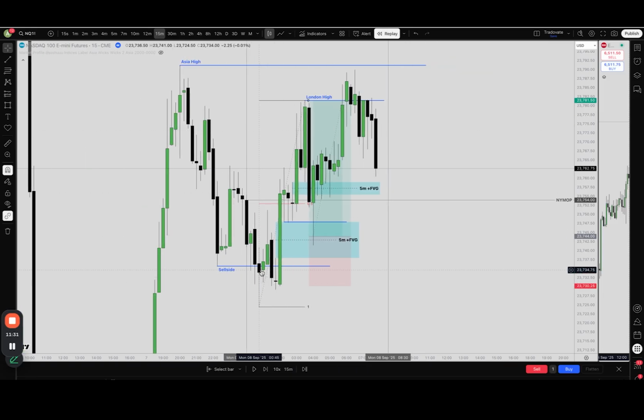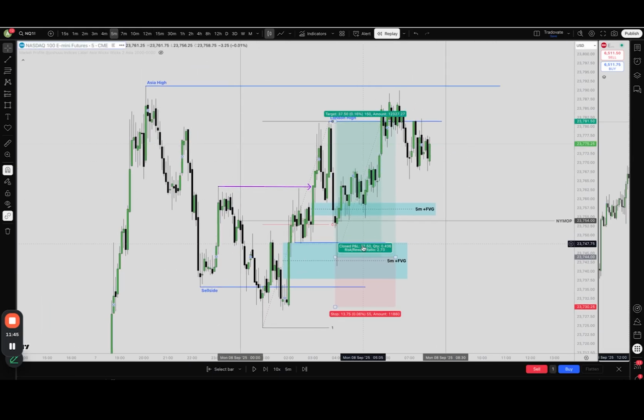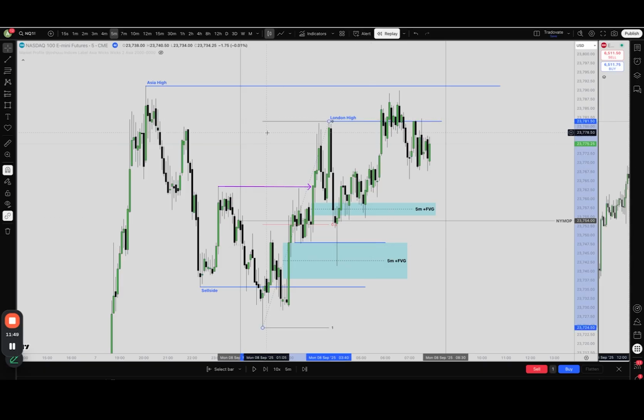We swept liquidity. We broke structure. We came back down into the discount of the range. You enter your trade. You target the first high. Easy, simple. Now look, continuing with this. Assuming that you didn't take this trade because you were asleep, okay? Where can you expect now?